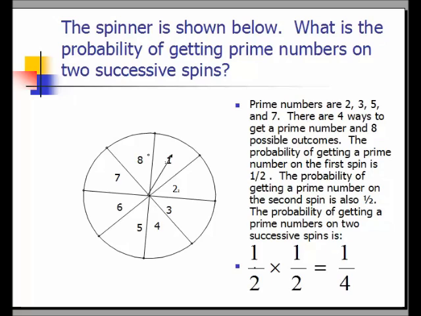There are 4 ways to get a prime number and 8 possible outcomes. The probability of getting a prime number on the first spin is 1/2. The probability of getting a prime number on the second spin is also 1/2. Because these are independent events, what happens with the spinner on the second spin is not influenced by what happened on the first spin. We multiply those two probabilities together. 1/2 times 1/2 equals 1/4.